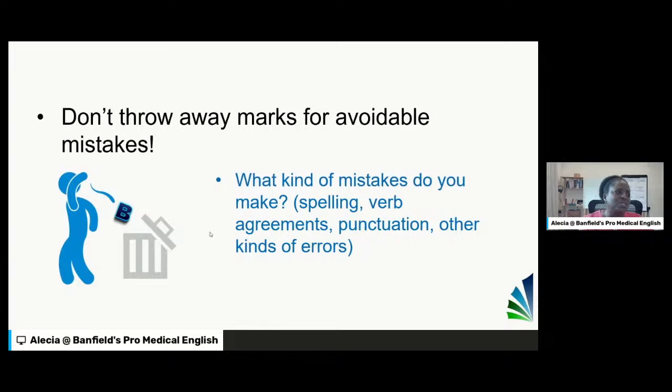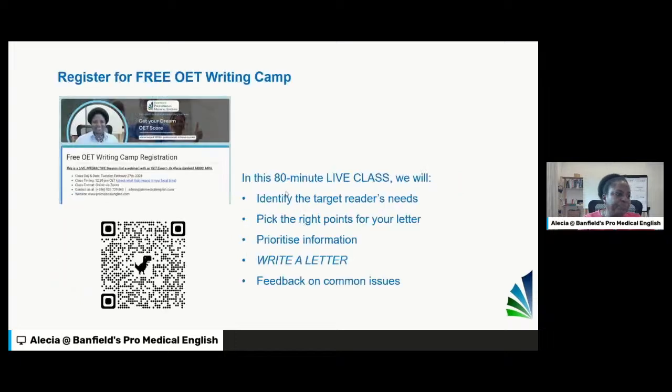But what you don't want to be doing is throwing away marks for avoidable mistakes, things that you know you shouldn't have written. Okay? So check your spelling, your verb agreements, your tenses, your punctuation, whatever kind of errors. I've got a B here that's being thrown away, but actually you could be throwing away a C plus if that is your band score requirement. So don't throw away a B or a C plus just because you didn't proofread and pick up errors that can give you that 1 mark. Okay? So again, I'm done for now.